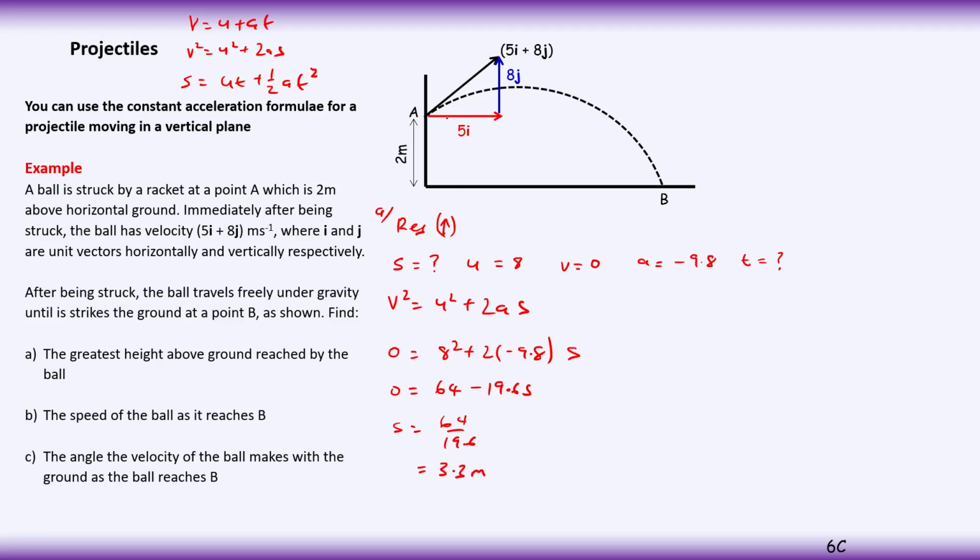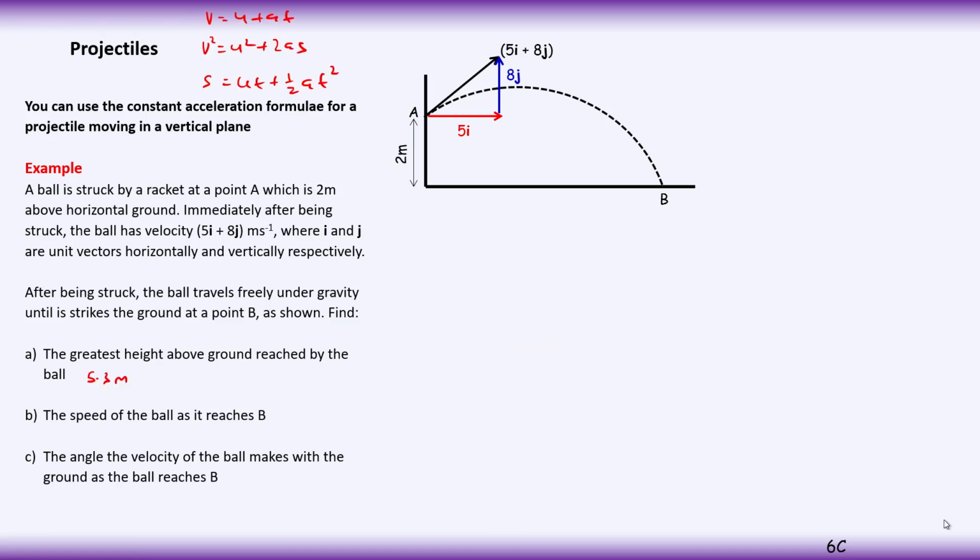But that's 3.3 meters above point A. It's already struck at a height of 2 meters. So I need the greatest height above the ground. I need to add that 2 meters on. 2 plus 3.3 equals 5.3 meters above the ground. Hit pause, make some notes, when you're ready, hit play, and we'll look at B, the speed of the ball as it reaches B.